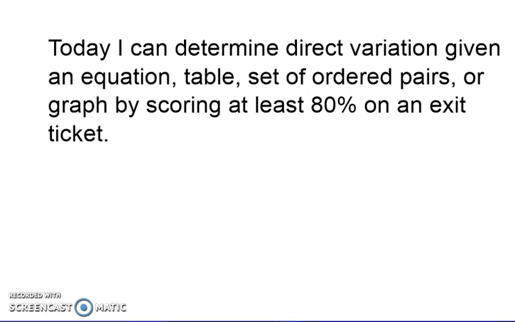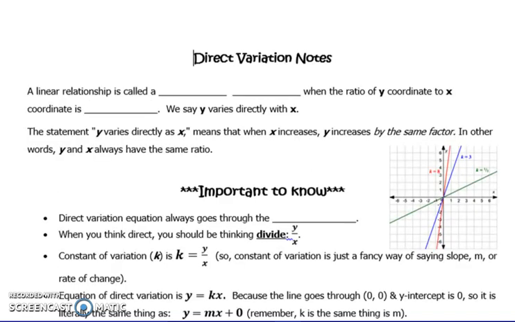Welcome. Today we're going to be talking about determining direct variation given an equation, a table, a set of ordered pairs, or a graph. We want to show mastery in class tomorrow by scoring at least an 80% on the exit ticket. Hopefully you grabbed the notes from me. If not, make sure you're writing this down on a piece of paper and bring it to class tomorrow with the practice problems that are in Google Classroom.